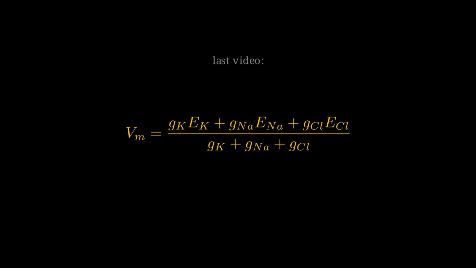In the last video, we derived the chord conductance equation, which tells us that the resting membrane potential is a weighted average of each ion's equilibrium potential. The only problem with that equation is that it quietly assumes that all ion concentrations stay constant. But that's not true. Ion channels are always leaking even at rest. Because of that, potassium constantly leaks out, while sodium constantly leaks in.